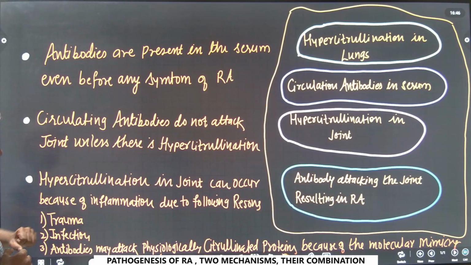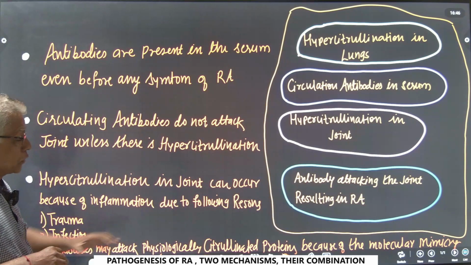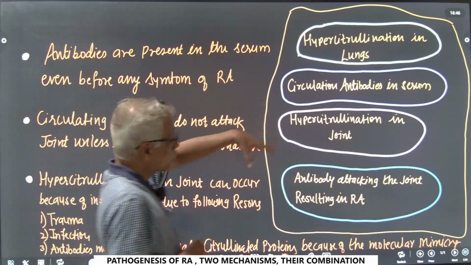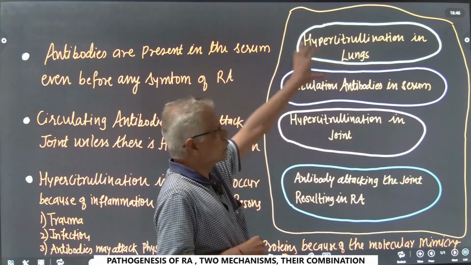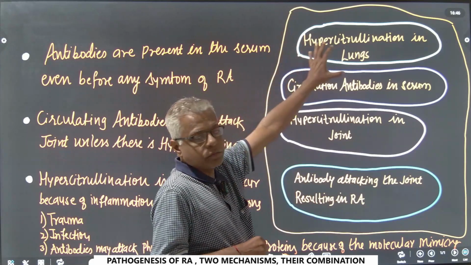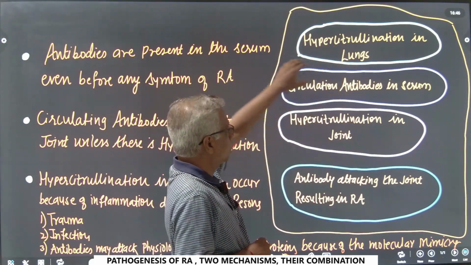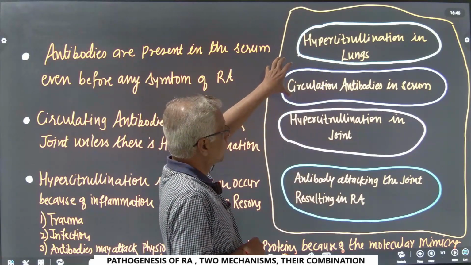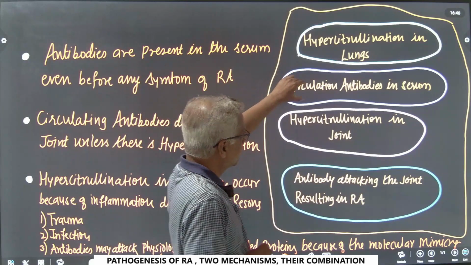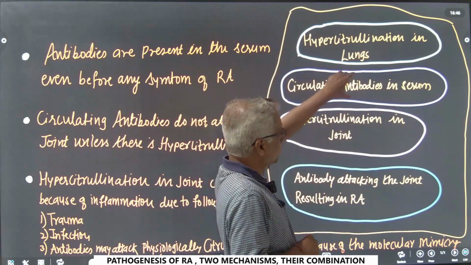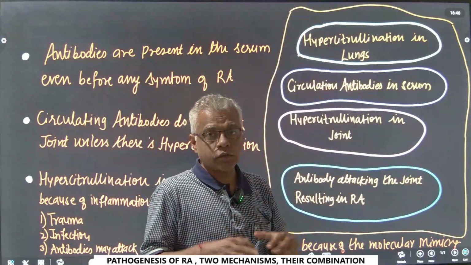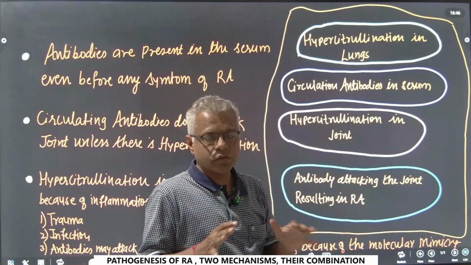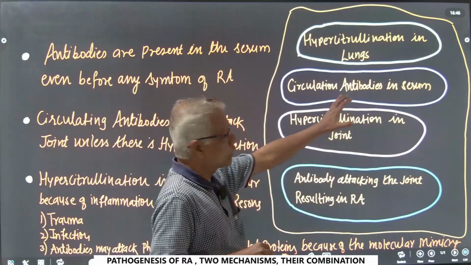Now see here. So here we have just combined both this mechanism. In short, we will see hypercitrullination in the lung. So in both these mechanisms there is hypercitrullination in the lungs, and this hypercitrullination in the lungs is leading to circulation of the antibodies in the serum. So it is producing the antibodies, and these antibodies are now circulating in the serum.